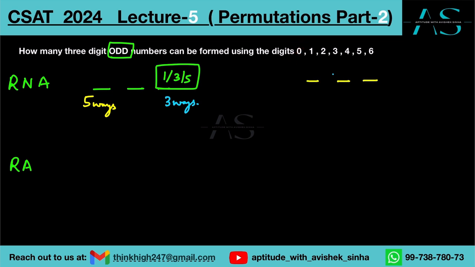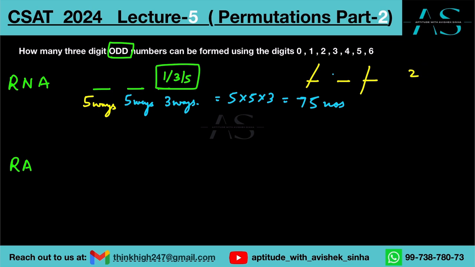Now, out of 3 blocks, 2 blocks have been filled using these 7. So you have used 2 digits. How many do you have now? You have got 5 left. So this is 5 into 5 into 3. 75 numbers.